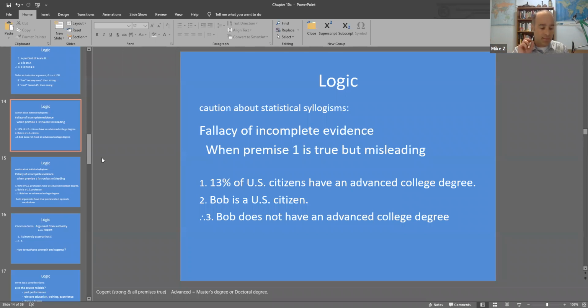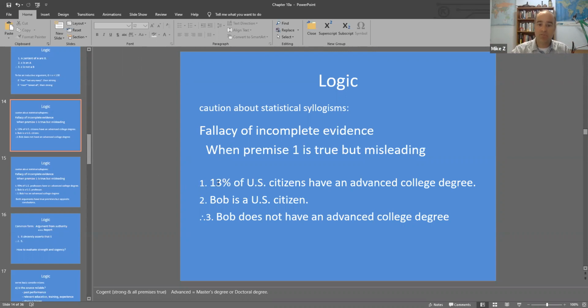And the problem that I'm referencing here in the book, they call it the fallacy of the incomplete evidence, right? So it looks on the surface like a really good inductive argument, a cogent inductive argument, but there's a problem. This is a modified version of one they have in the book. So let's say we start off like this: 13% of US citizens have an advanced college degree, and I even looked that up. And by advanced college degree, we mean something above a bachelor's degree, so a master's degree or a doctoral degree like a PhD or MD or a law degree.